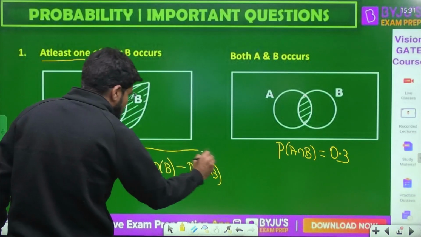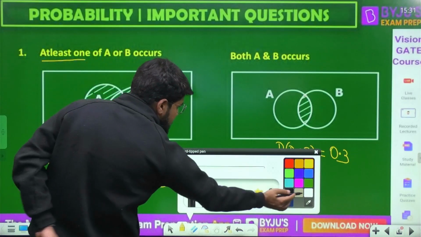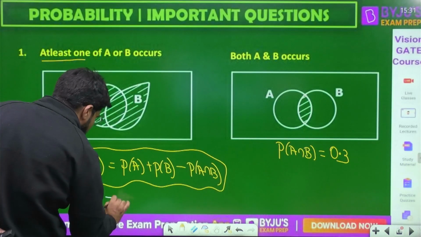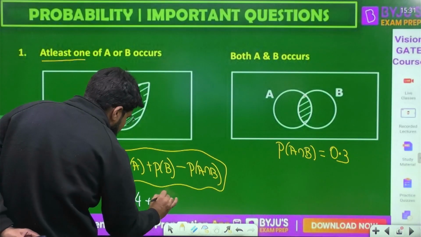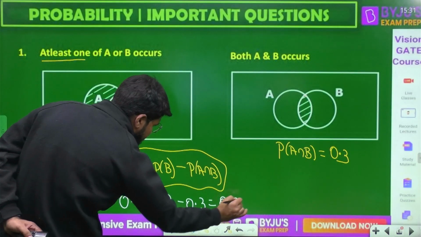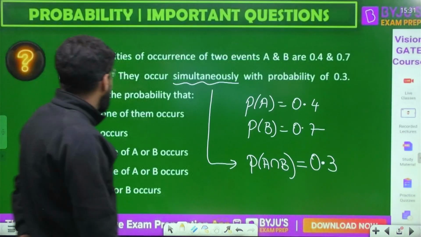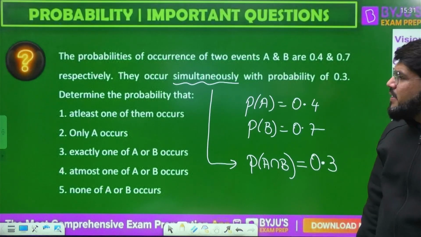That is one of the very basic formulas that you must always write down. So the answer here is going to be how much? Probabilities were 0.4, then 0.7, and minus 0.3, leading you to the answer 0.8. This one is simple: the probability at least one occurs.